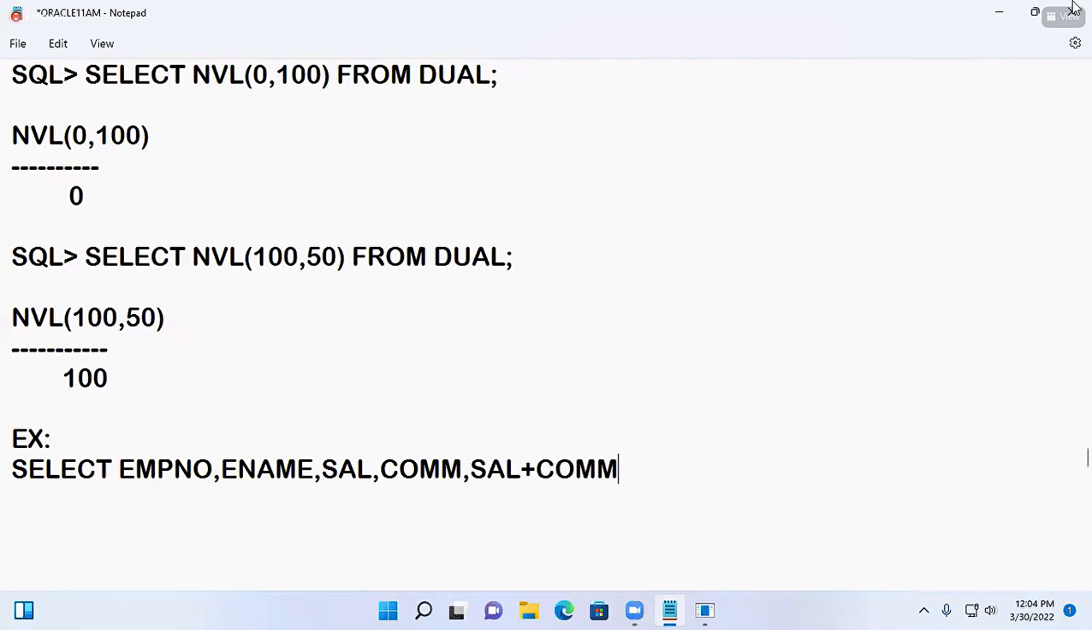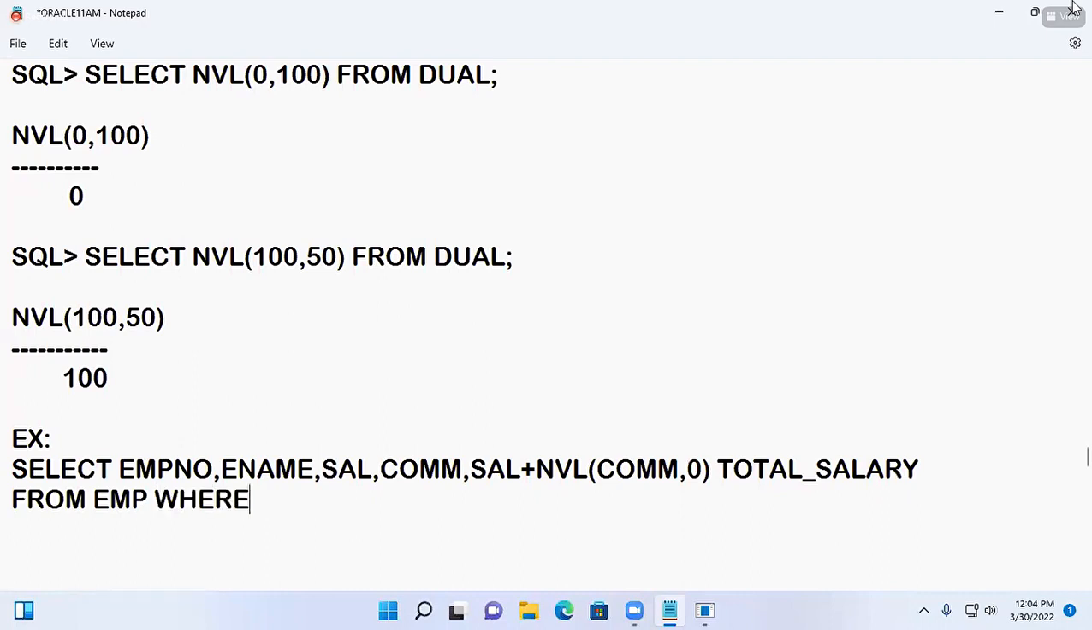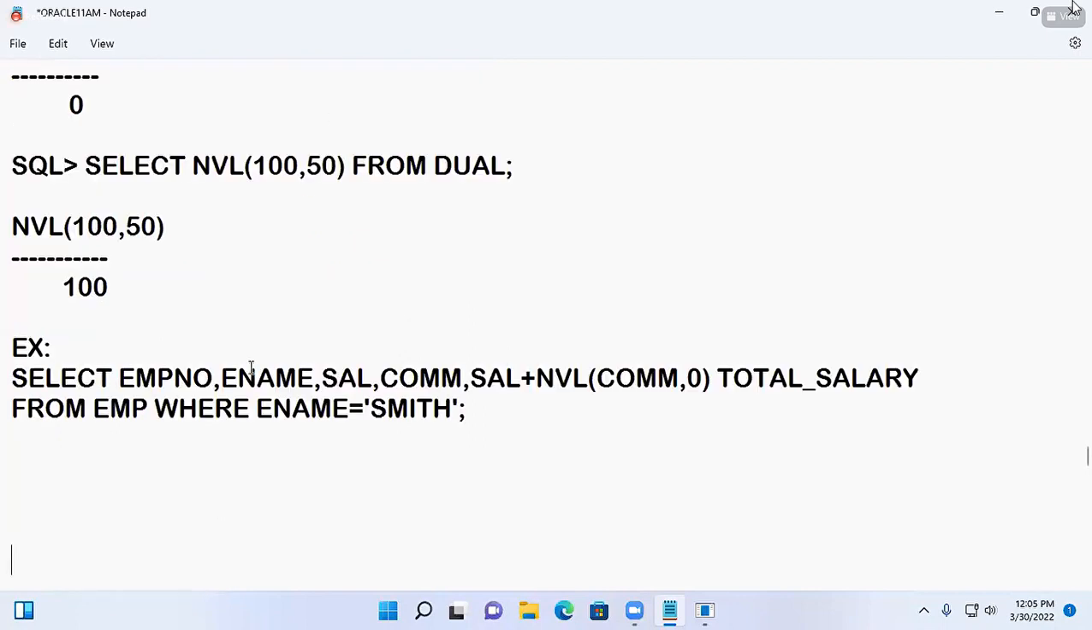Yes or no? So here, in place of commission in salary plus, I'm passing NVL, with the commission column in the expression 1 place, and in the expression 2 place, the user has given 0. Now I want to show that as total salary, from which table? EMP, where employee name is equal to Smith. Understand now?